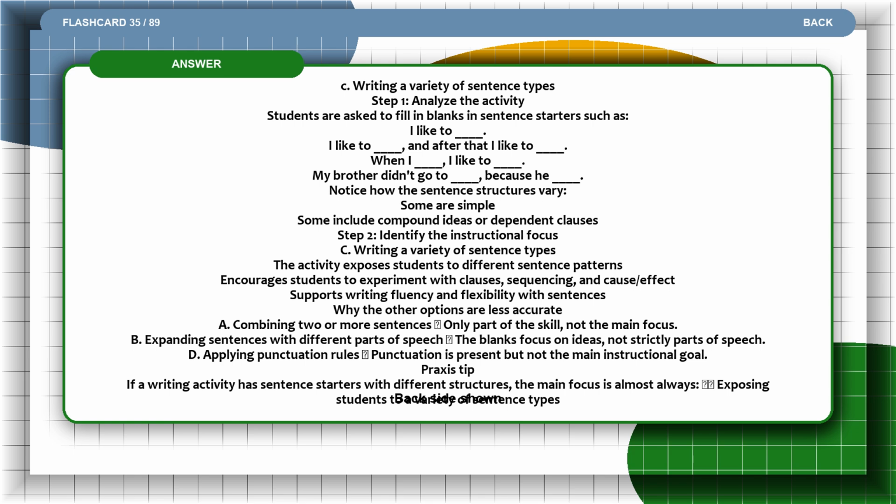B. Expanding sentences with different parts of speech. Right arrow, the blanks focus on ideas, not strictly parts of speech. D. Applying punctuation rules. Right arrow, punctuation is present but not the main instructional goal. Praxis tip: a typical writing activity has sentence starters with different structures. The main focus is almost always, right, exposing students to a variety of sentence types.